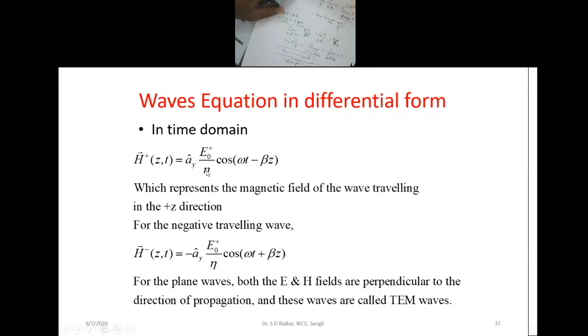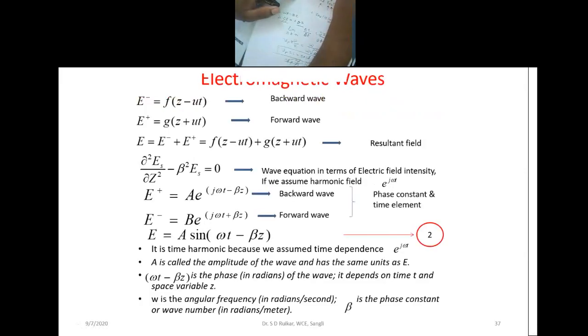Now these are the equations in the time domain that we are writing for the electric field and the magnetic field. Again, we are saying that the wave can be a forward wave and a backward wave. Just remember this convenience of forward wave and backward wave. We are writing the wave equation in terms of the electric field.